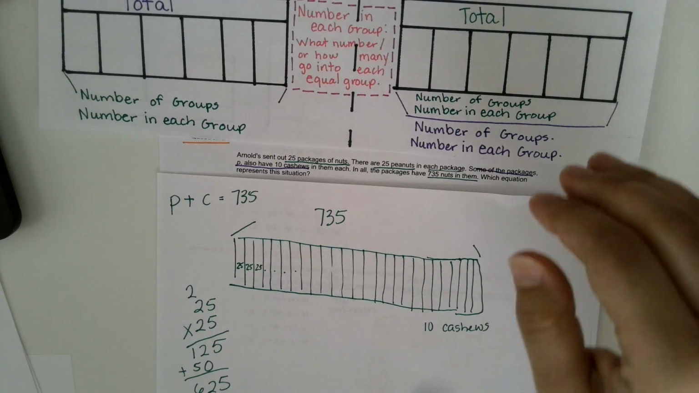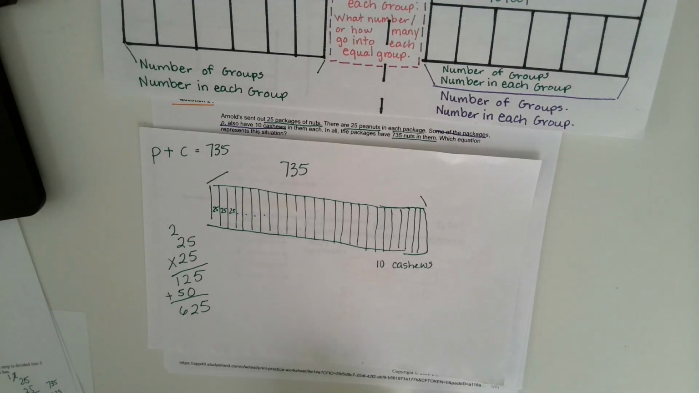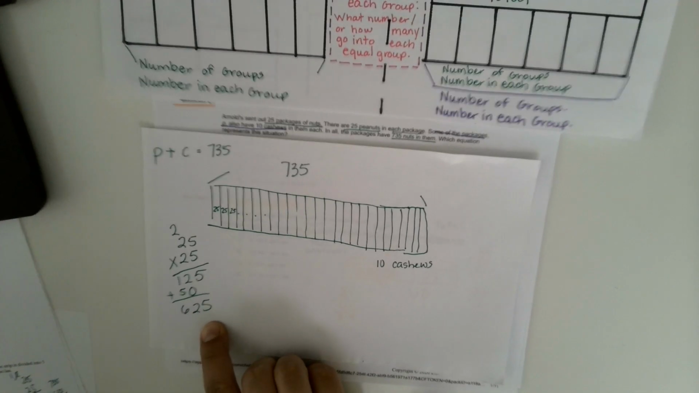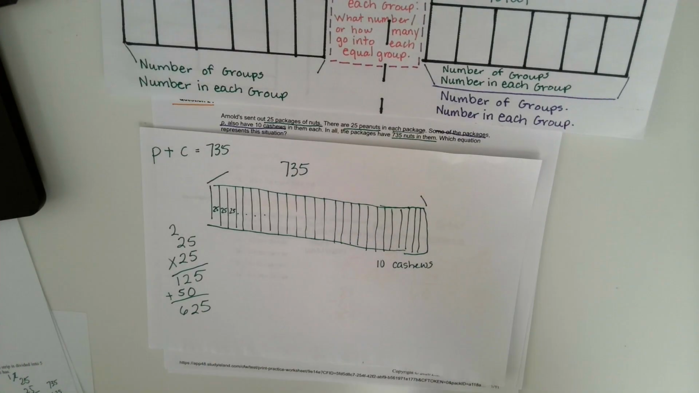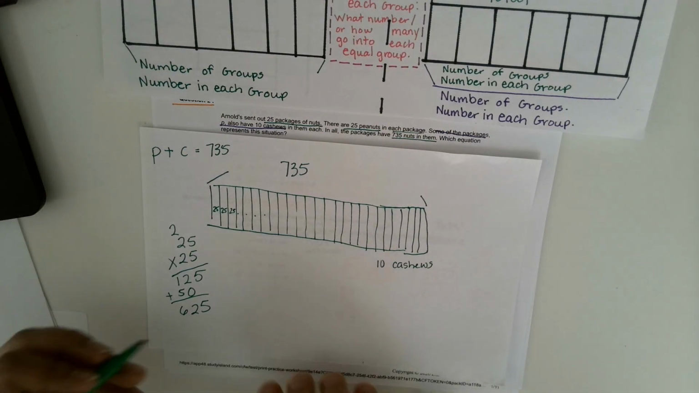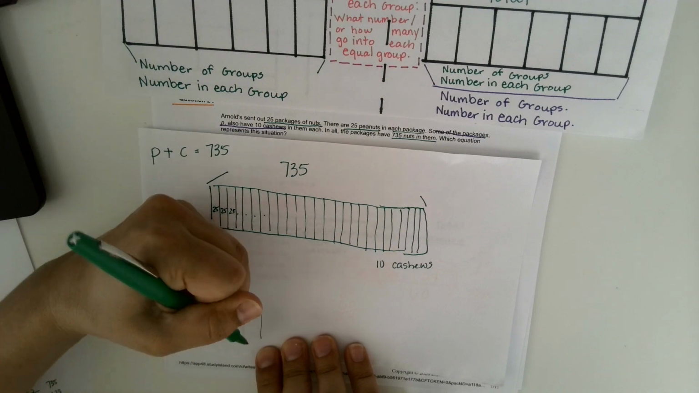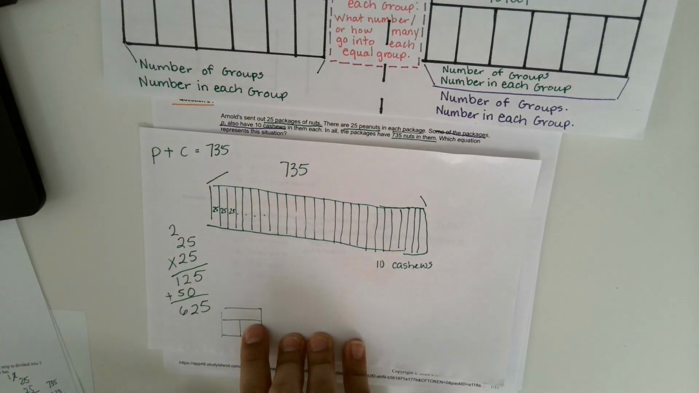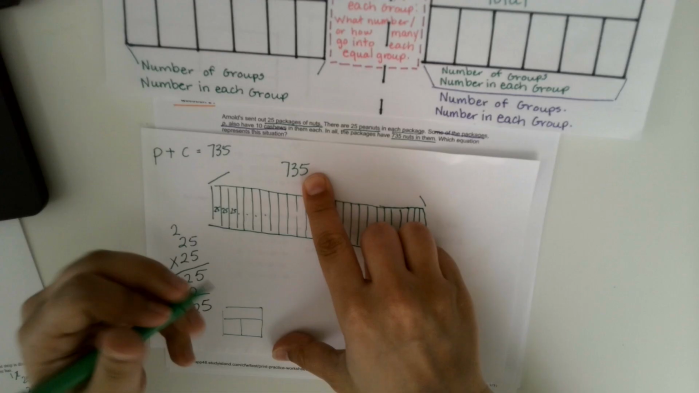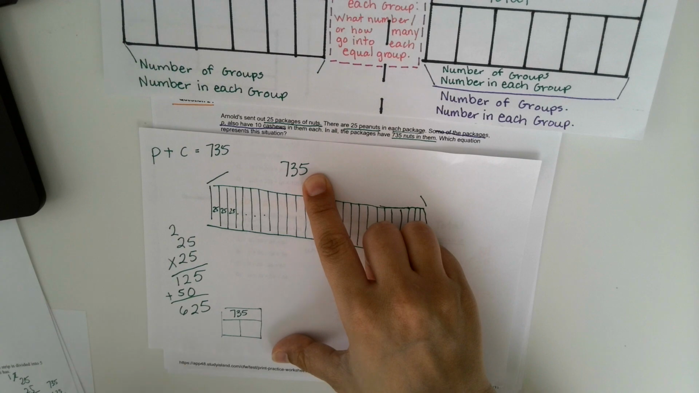Okay, so it looks like I have 625 peanuts. Now that I've figured out peanuts, can I figure out how many cashews there are? For this, we could actually even do another tape diagram, right? In this case, I know how many nuts I have total. I know total. And I know one of my parts.